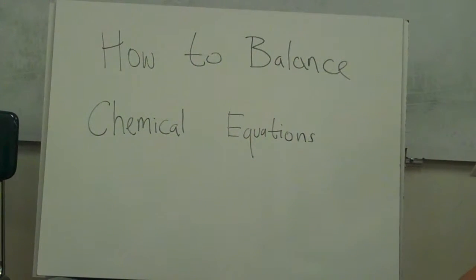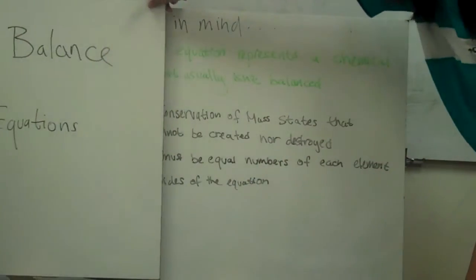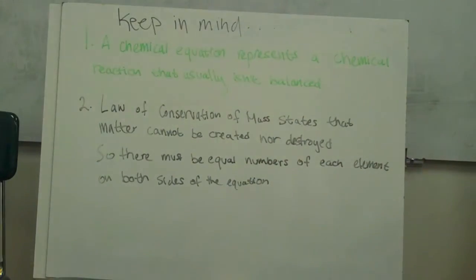This is a tutorial on how to balance chemical equations. Things to keep in mind: a chemical equation represents a chemical reaction, and it usually isn't balanced. Also, the conservation of mass states that matter cannot be created nor destroyed, so there has to be equal numbers of each element on both sides of the equation.